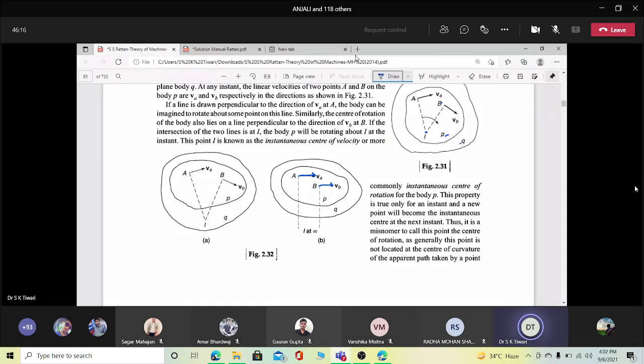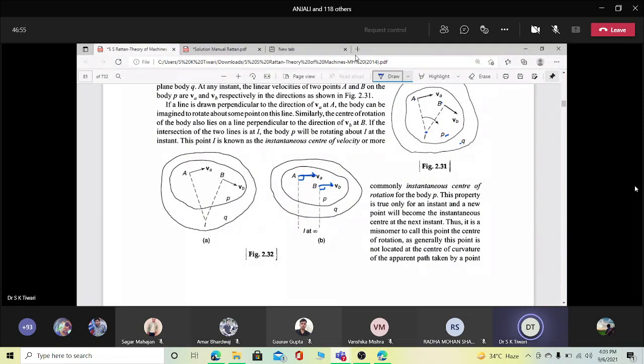So what will I say? Point A is rotating, and when I draw the perpendicular from here, I will say that point A is rotating about some center, which is the center of rotation, and it is located on this line. Similarly, for B, I will say that point B at this time is rotating about some center of rotation which is located on this particular line. In this case, when I extended the lines, they are intersecting at a particular point, and I said the I center is this on the body P. It's not necessary that the I center will always lie on the body P. It can lie on the body Q also.